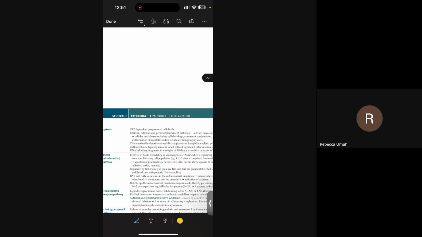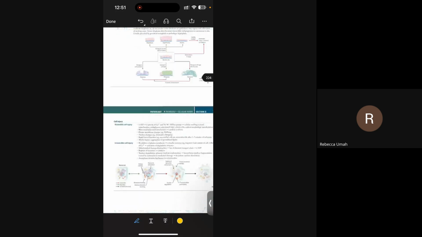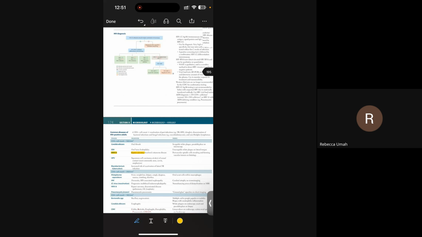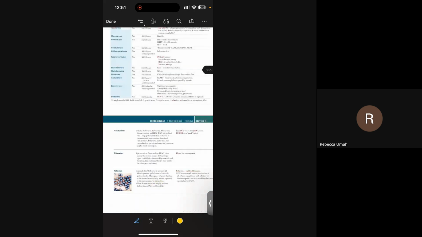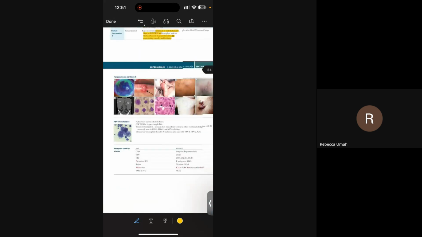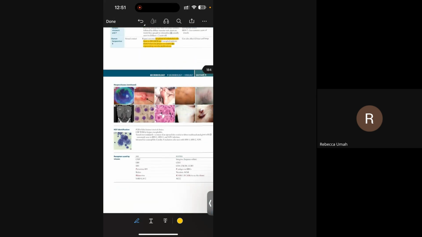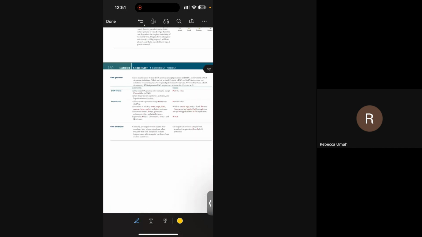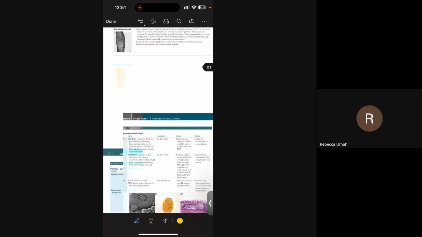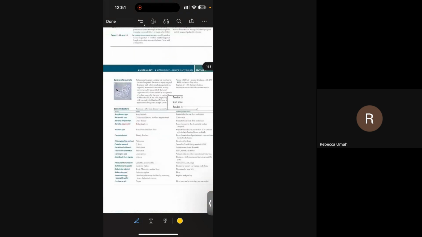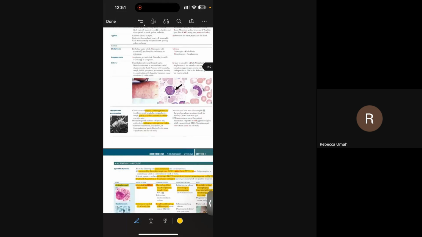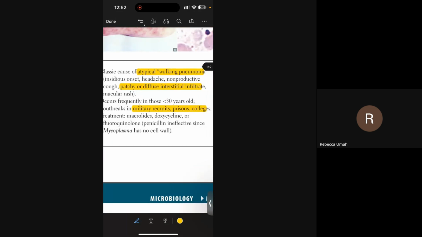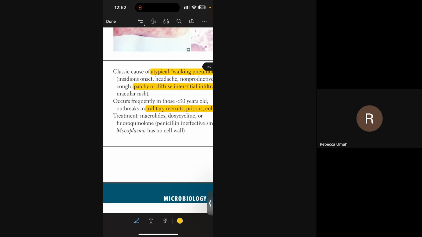Mycoplasma also produces cold agglutinins. That's why when we transfer the blood into ice, we see clumping, and when it is heated again, the clumps dissolve. This is a specific feature of mycoplasma pneumonia. It causes atypical walking pneumonia, patchy or diffuse interstitial pneumonia.